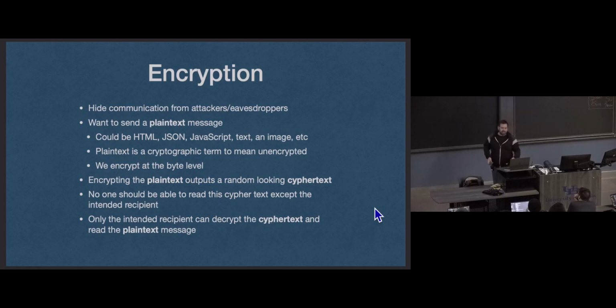So we want to send plain text, and this text can be anything. Plain text is just a cryptographic term. It could be any text-based information, or not even text-based. It could be images. It could be raw bytes. But anything we want to send, we're going to encrypt it into a ciphertext with the property that anybody who has access to the ciphertext can't figure out what the underlying plain text is, and then the recipient can decrypt the ciphertext back to the plain text, but only that intended recipient can decrypt it back to the plain text.